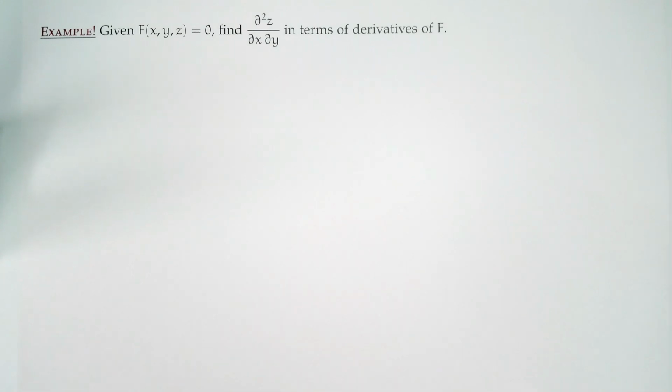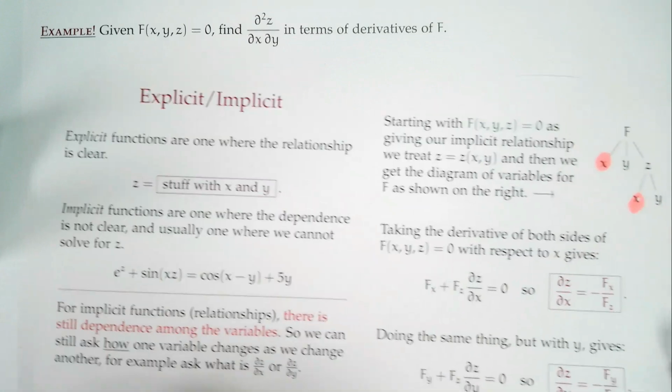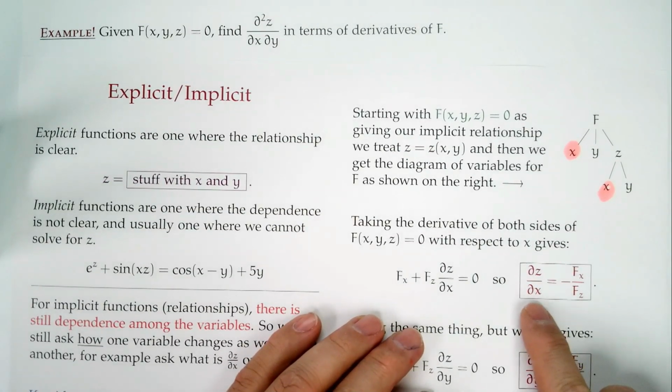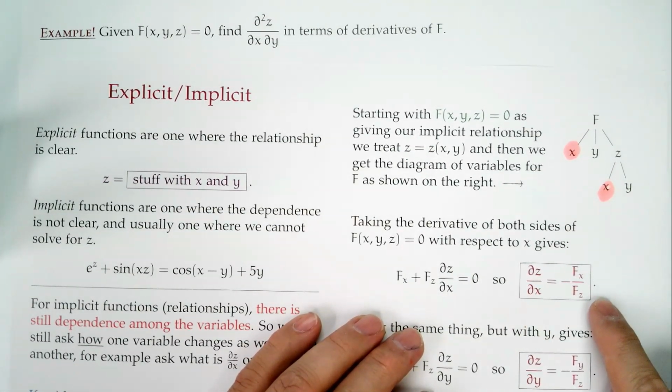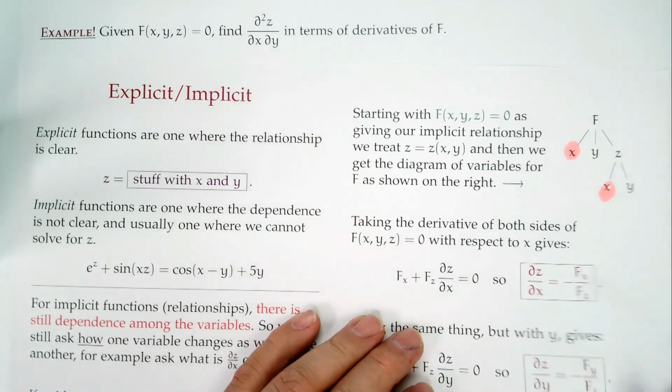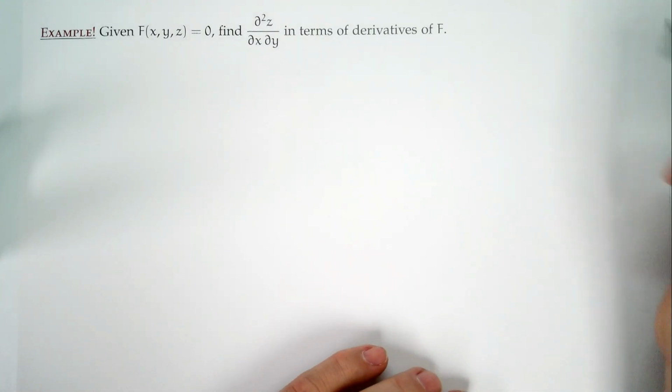Now, just as a reminder, we've actually done the first order derivatives. So remember, we said, hey, if I want to find just partial z, partial x, that's not so bad. I can find it in terms of the derivatives of f. Partial z, partial y, same deal. I can do it in terms of the derivatives of f. So why not second order derivatives? Well, the answer is of course we can. Of course we can.